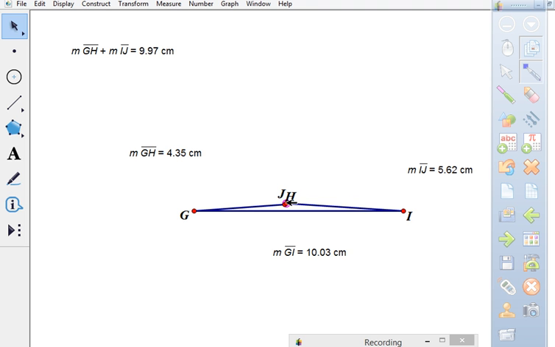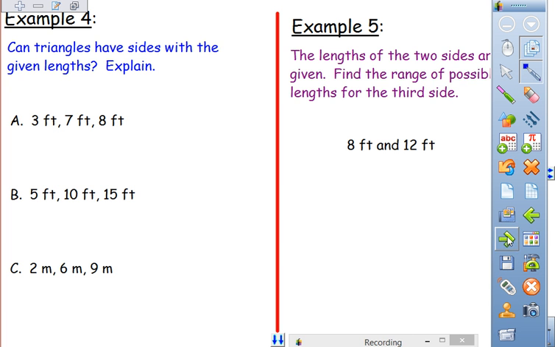And if I connect over here, then I'm at about 10.08. So that also proves the triangle inequality theorem: two sides always have to add up to be bigger than the third. So let's apply this knowledge.